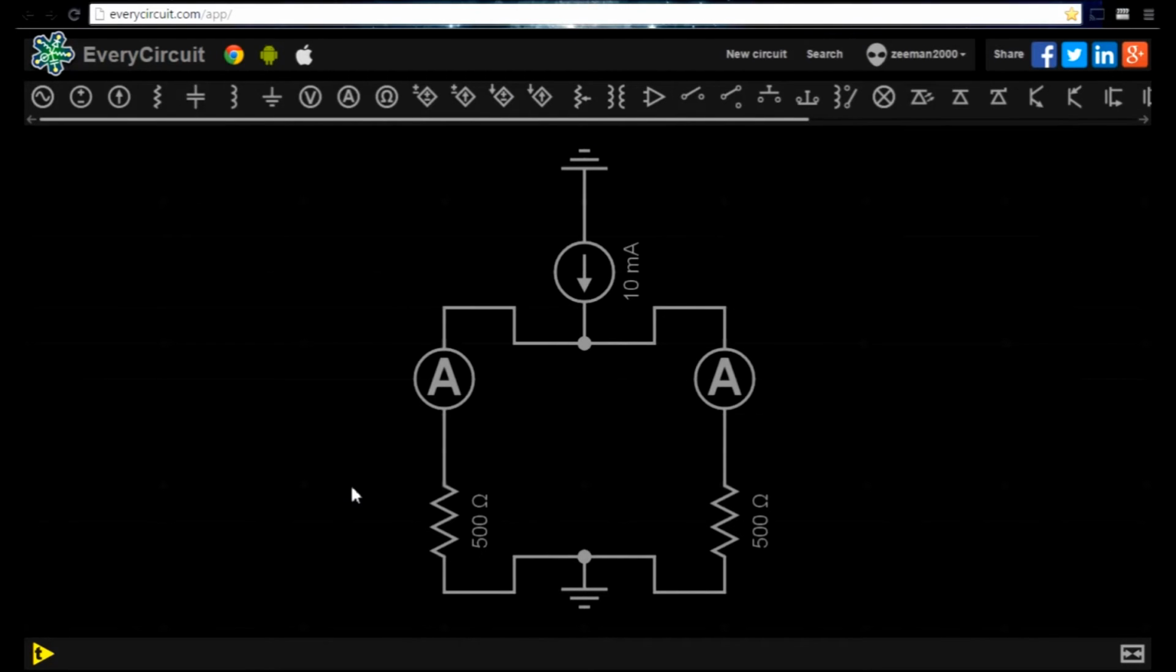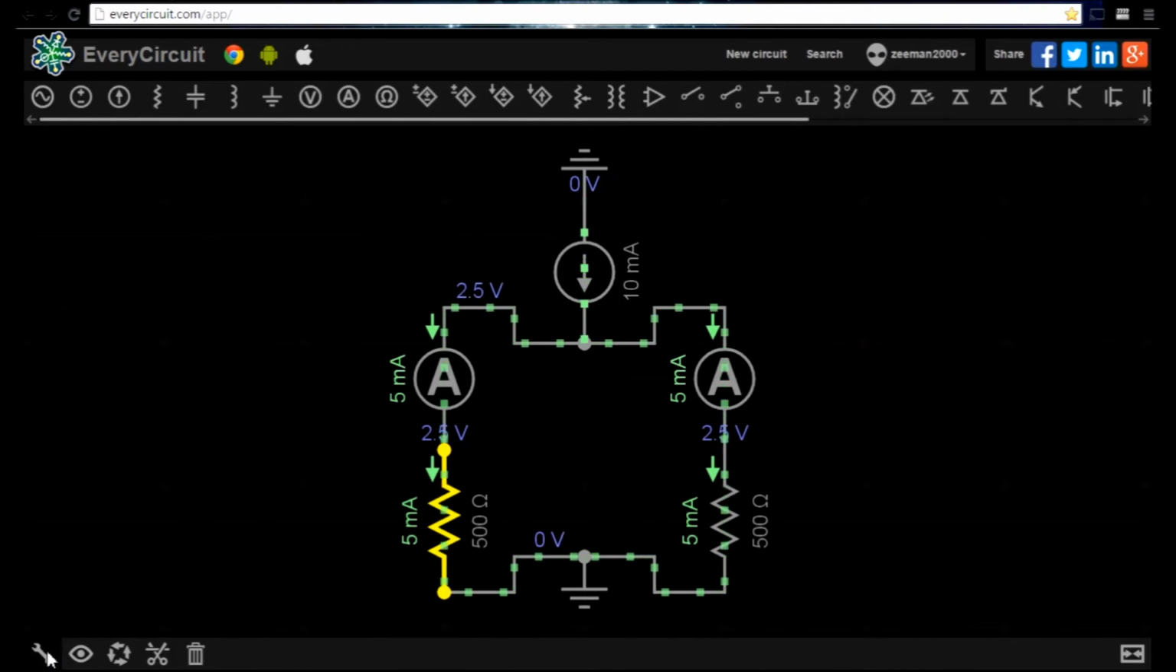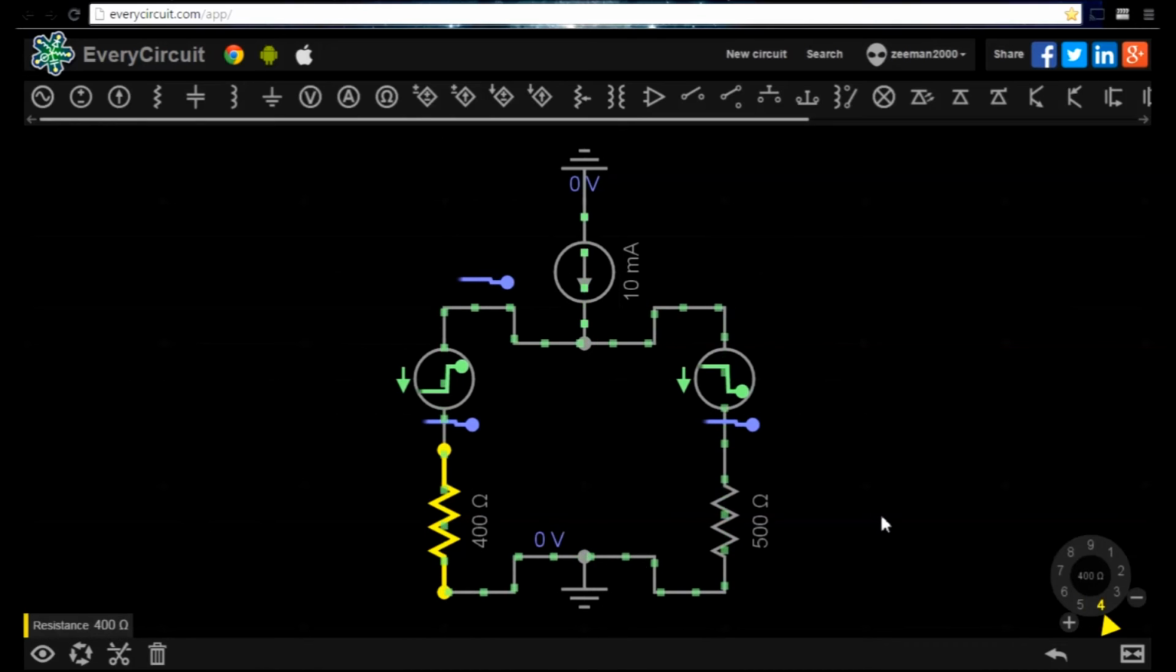The current divider circuit uses two parallel resistors. This circuit also uses two 500 ohm resistors and a 10 milliamp power supply. Two ammeters have been placed on each branch of the circuit to view the output. When we play the simulation, notice that the current has divided equally over the resistors and both are drawing 5 milliamps. Again, if we adjust either resistor, the amount of current drawn changes.